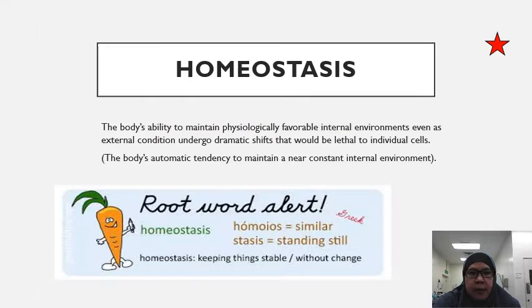Right, so we go through the definition of homeostasis. Basically, homeostasis comes from Greek words: homoios means similar, stasis means standing still. It means keeping things stable or without change. So we define homeostasis in scientific terms as the body's ability to maintain a physiologically favorable internal environment even when the external condition or environment undergoes dramatic shifts, and usually these external conditions can be lethal, meaning death, to individual cells.